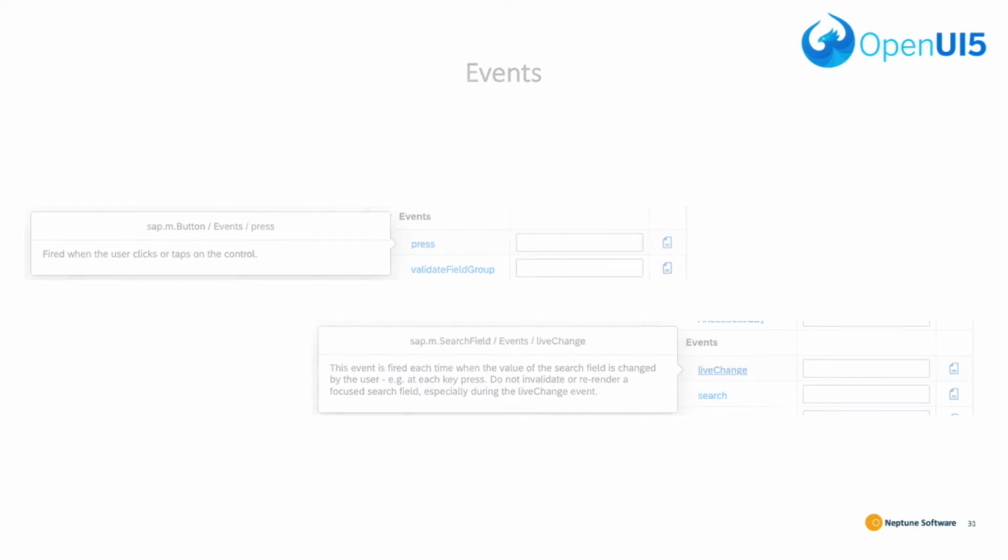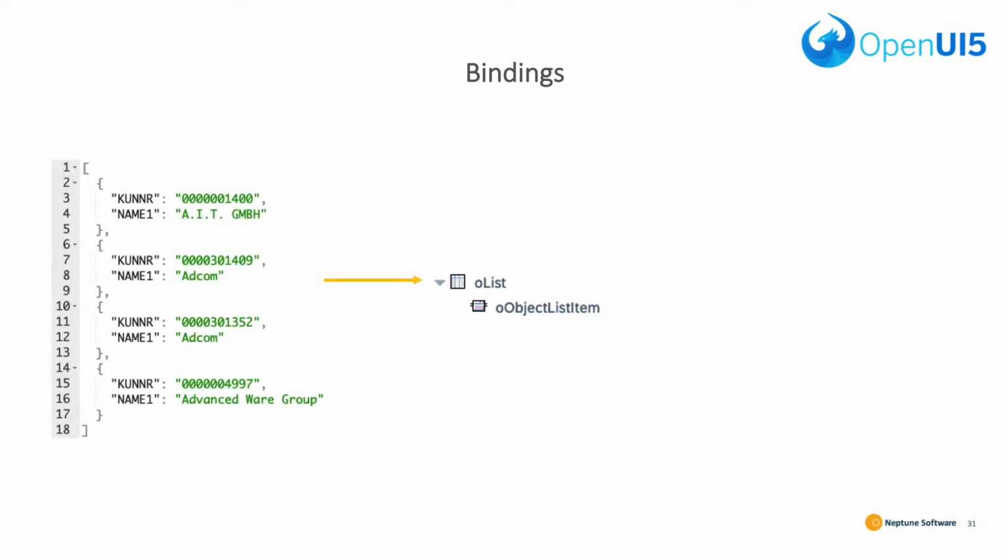Finally, let's learn about bindings. Binding is the ability to link data to specific parts of the UI components. So, for example, we have a list with an object list item child component. We can send an array of objects to the list's underlying data model, and then within the object list item we can bind properties. So here we have bound the intro and title properties to the name and customer number keys of our data set.